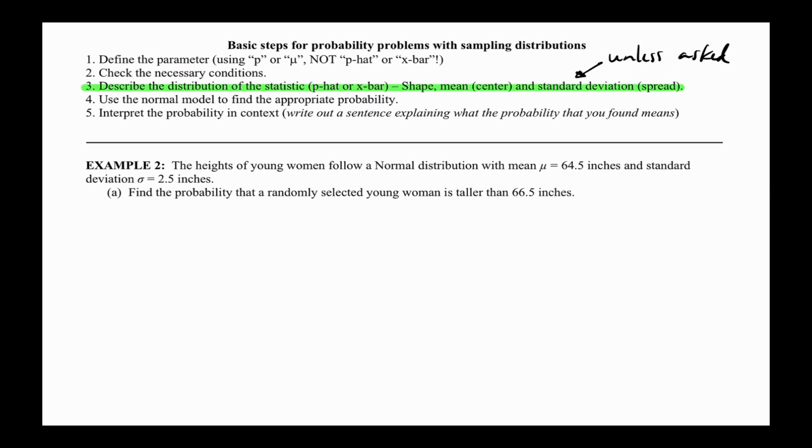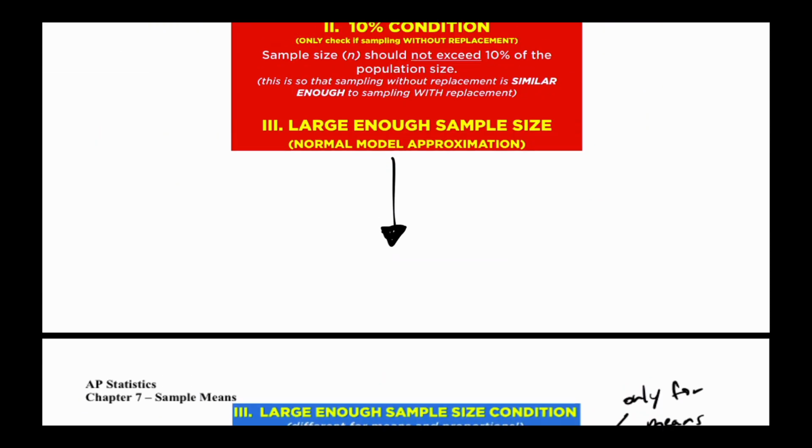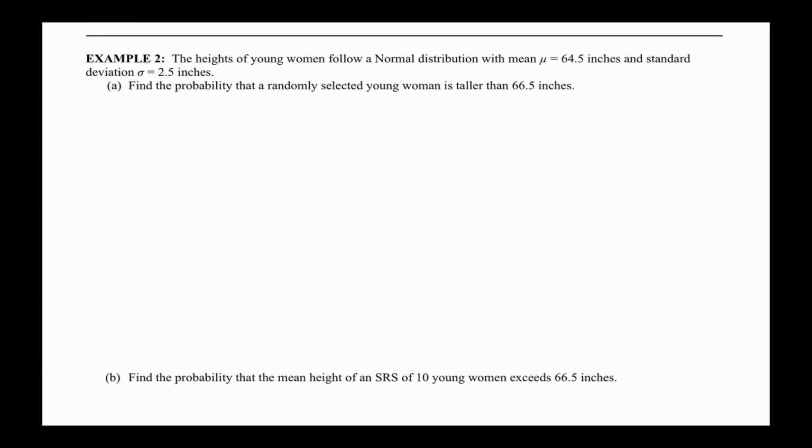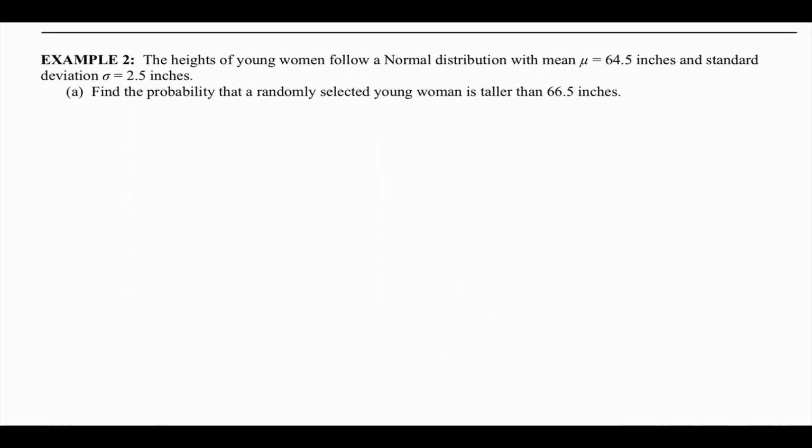Okay, so example number 2. Was there an example? Yeah, we redid. The heights of young women follow a normal distribution with a mean of 64.5 inches and a standard deviation of 2.5 inches. Find the probability that a randomly selected young woman is taller than 66.5 inches. First thing we do is label everything first. Luckily they've already labeled some stuff for us.